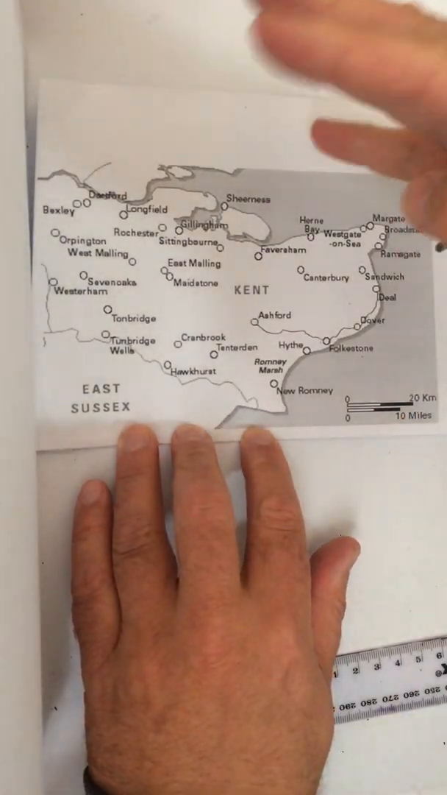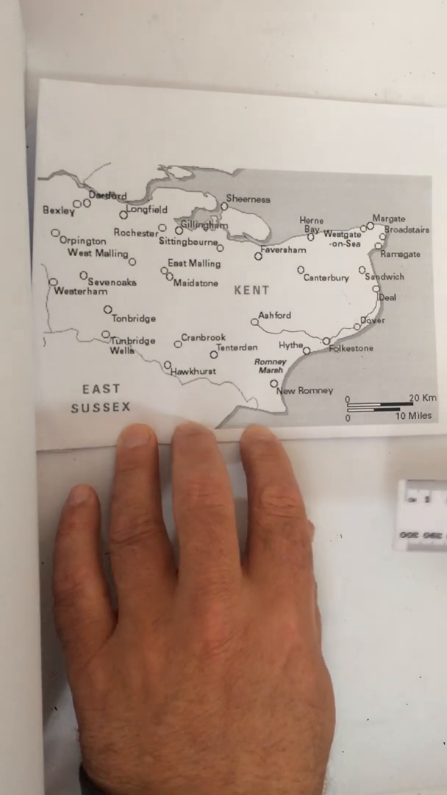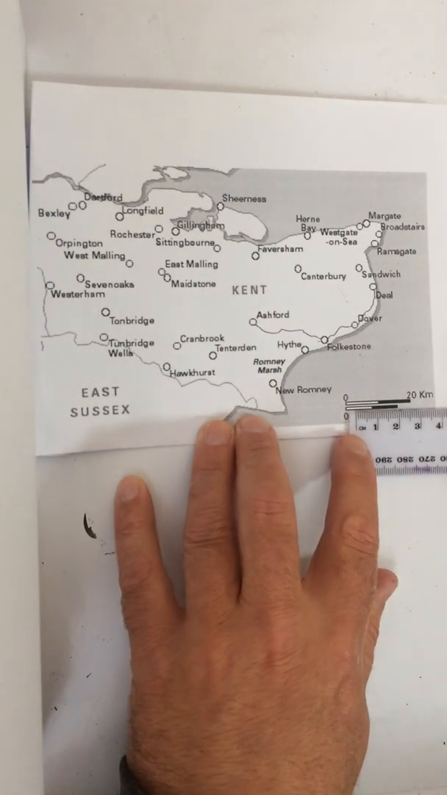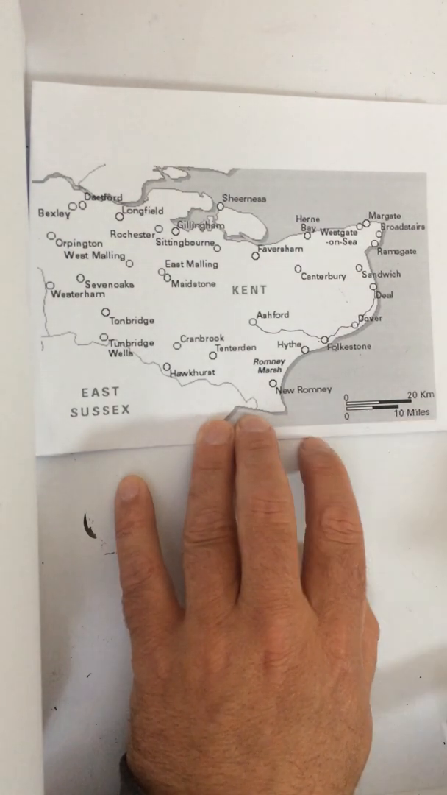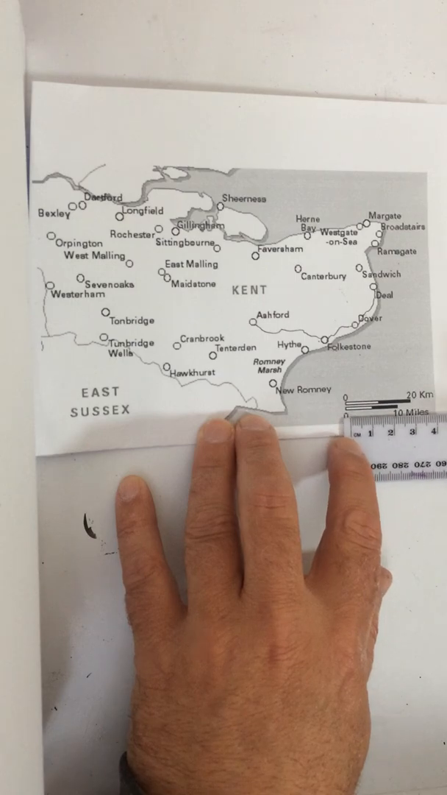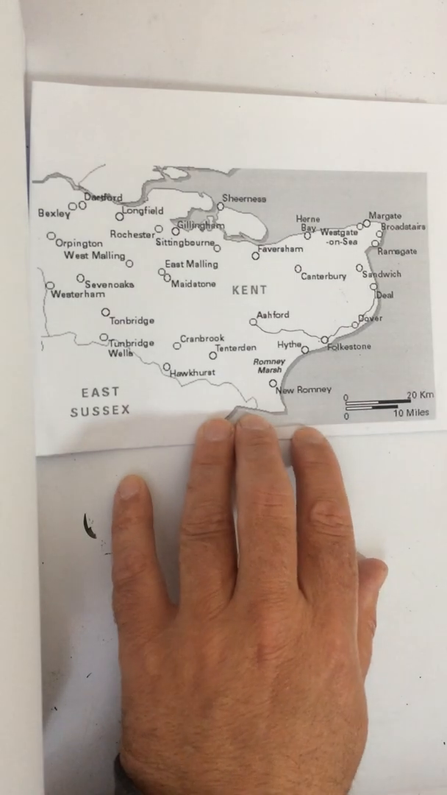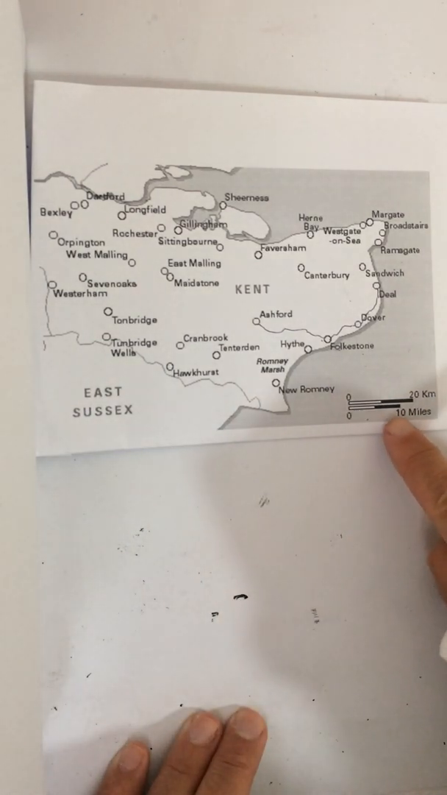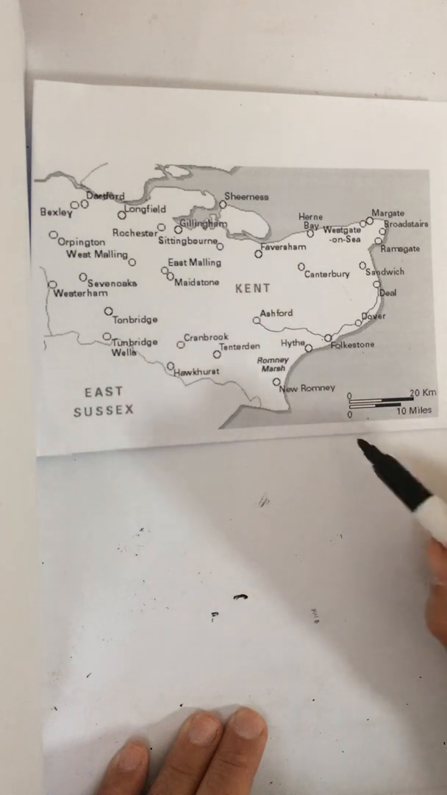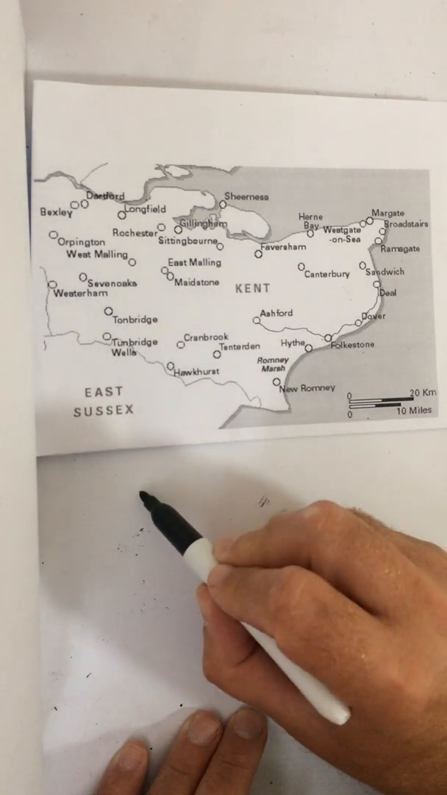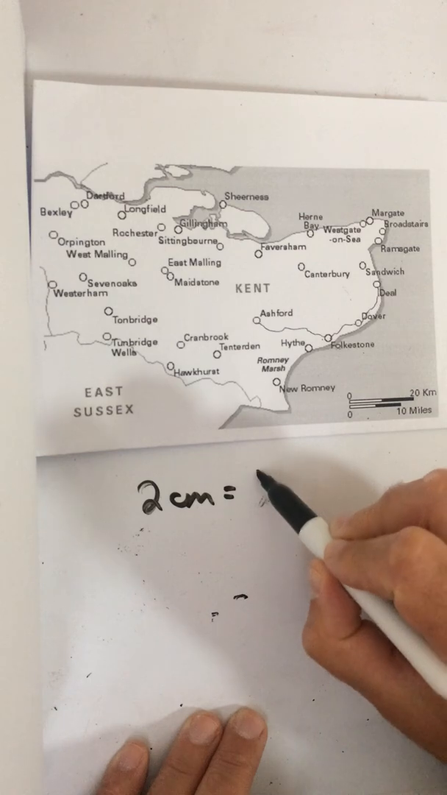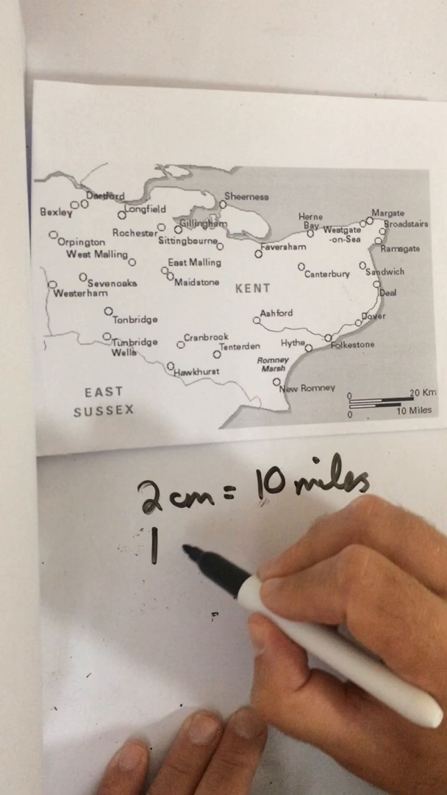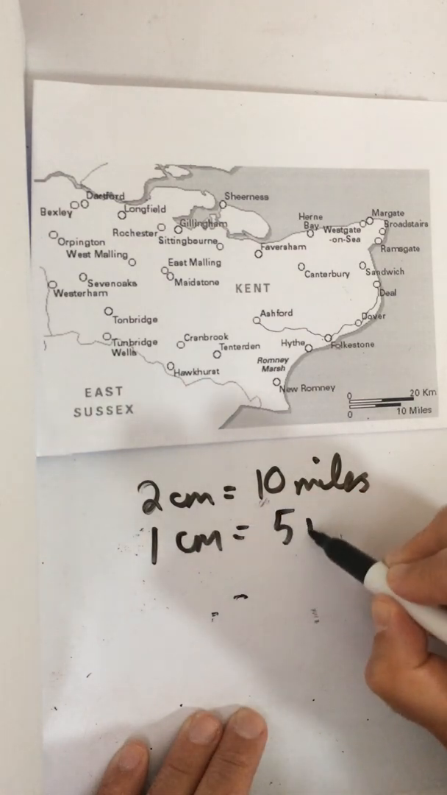Now this is a map I've expanded out from a smaller map. So let's have a look. I'm just going to work in miles, so here I've got 0 to 10 miles, and that is equal to 2 centimeters. So on my scale here, I've measured that, and I know that from this point to this point is 10 miles. I've measured that as 2 centimeters equals 10 miles. So from there, I can work out that 1 centimeter is 5 miles, can't I?